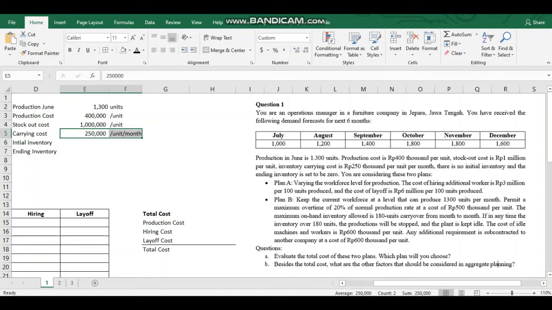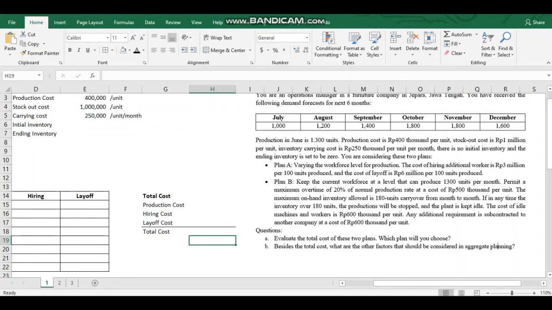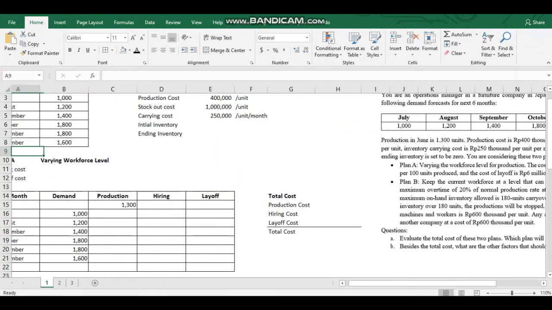And you are considering these 2 plans, plan A and plan B. But first we have to know the question to make it easier. Question A is evaluate the total cost of these 2 plans and which plan will you choose. Okay, first we have to calculate plan A. Plan A is varying the workforce level for production. Okay, the cost of hiring additional worker is 3 million per 100 units produced.